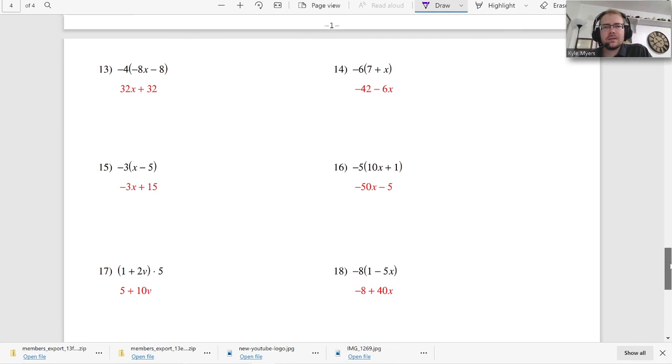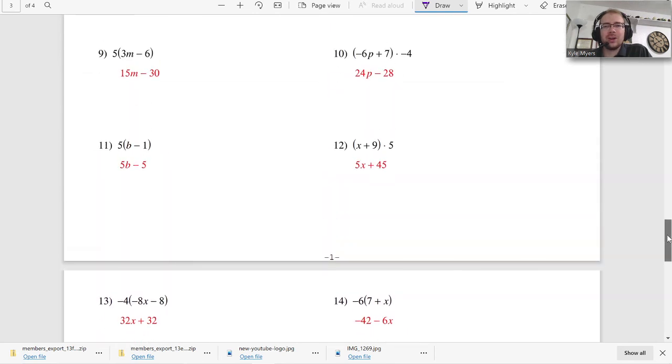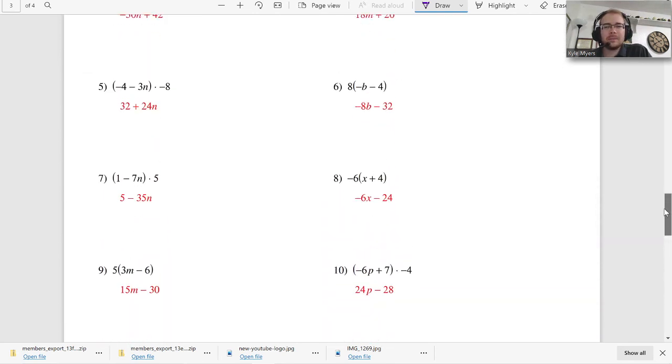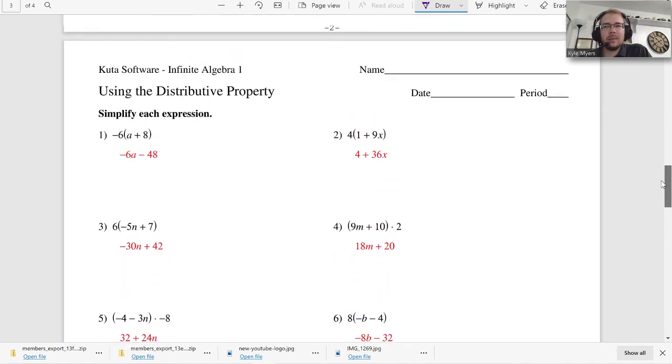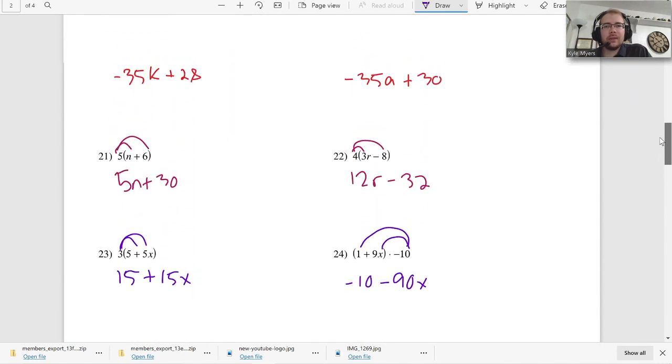Right? So let me know if I worked out one of these problems wrong, if I made a math mistake. It's possible. You can call me out for it. But there's all the answers.